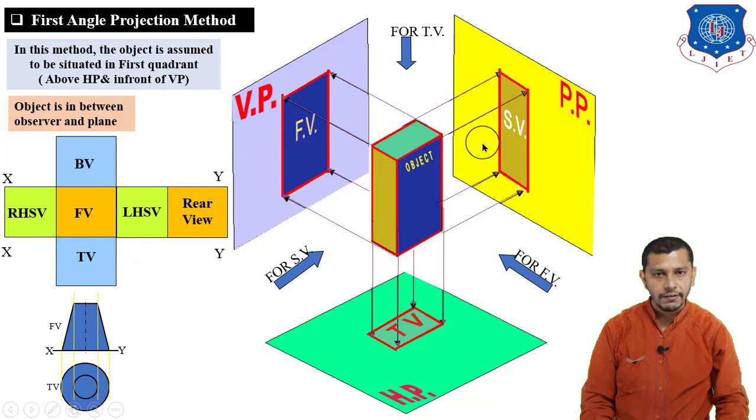And right now this is our left hand side view. So left hand side we will project on the right hand side of the front view. So here we will get the left hand side view on the right hand side of the front view. So if we draw the right hand side view, we will get it on the left hand side of the front view. If we project the bottom view, it will be above the front view, and if we project the rear view, it will be over here.